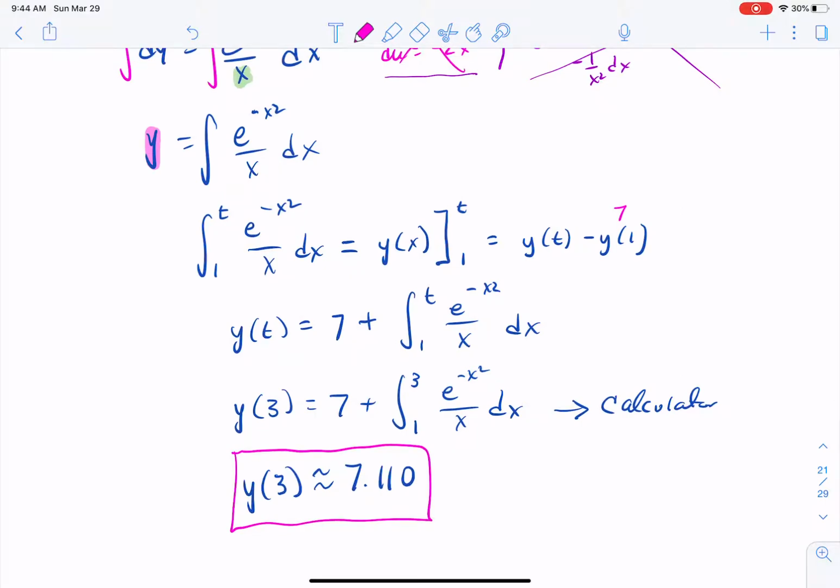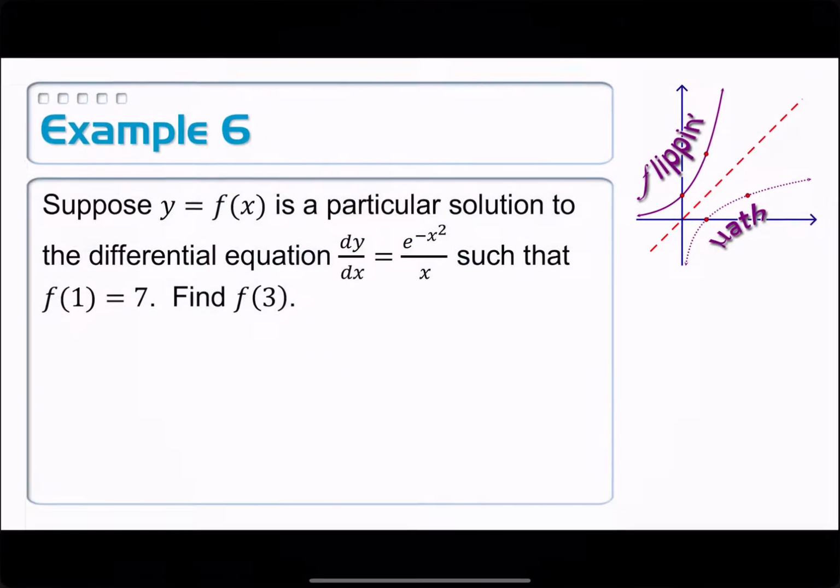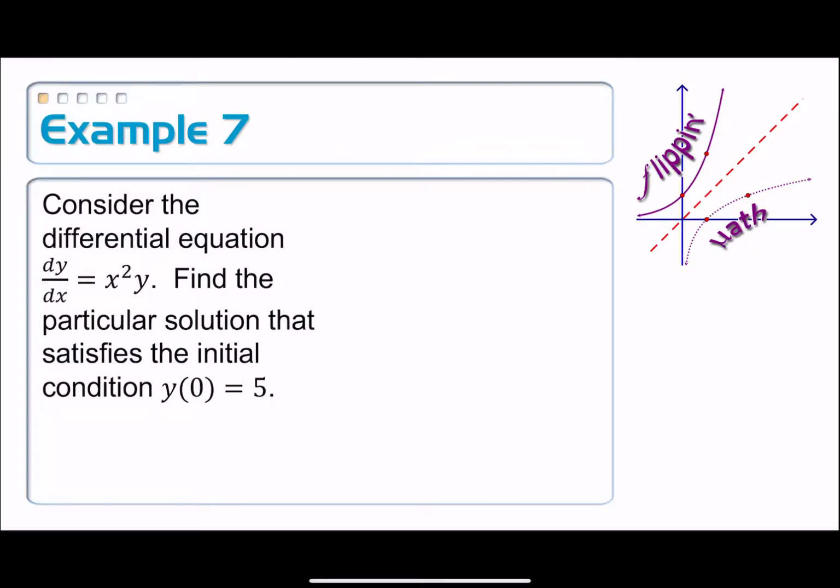All right, what do you think? Should we do another one? I think we should do another one. Let's go back to the slideshow here. Example 7, consider the differential equation dy dx is equal to x squared y. Find the particular solution that satisfies the initial condition y of 0 is equal to 5.